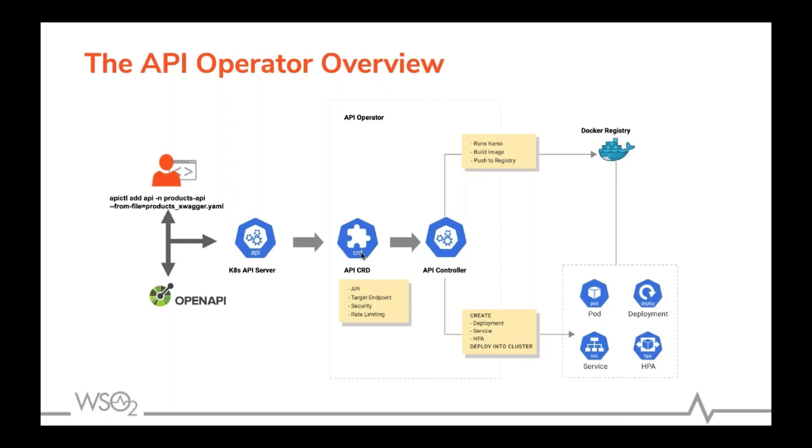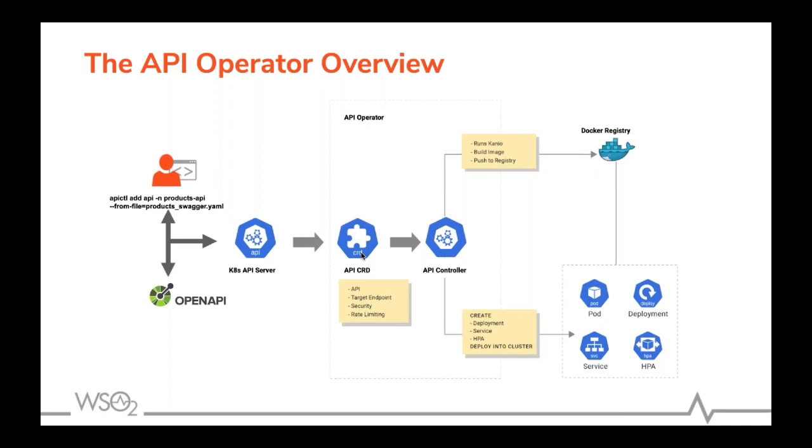So once that is done, you will get a pod which has the API microgateway container. What we started with is that we want to expose a microservice as an API.